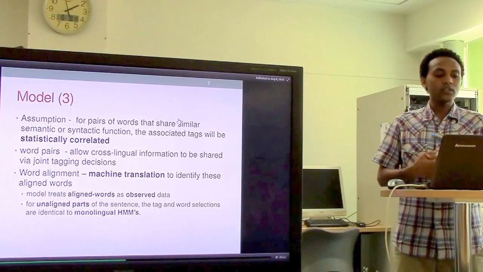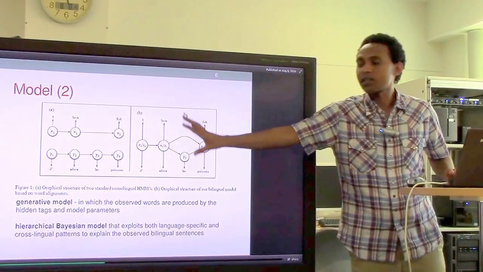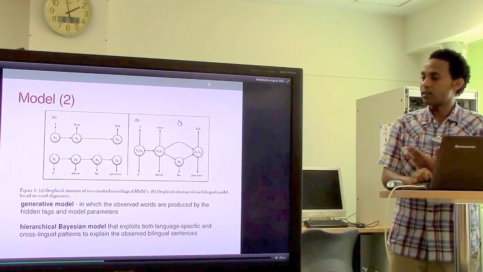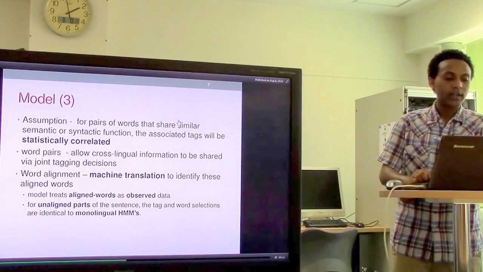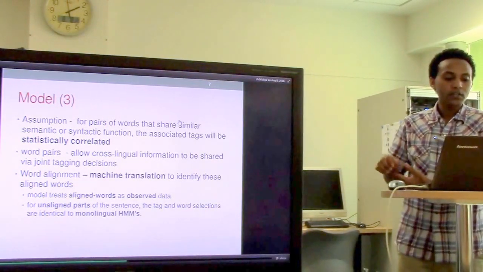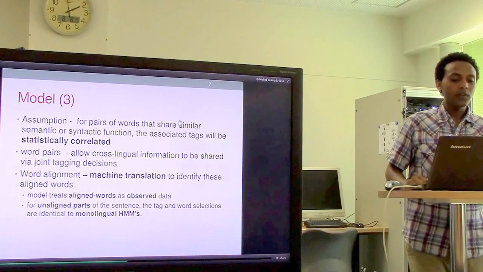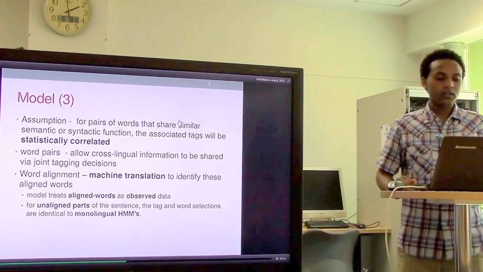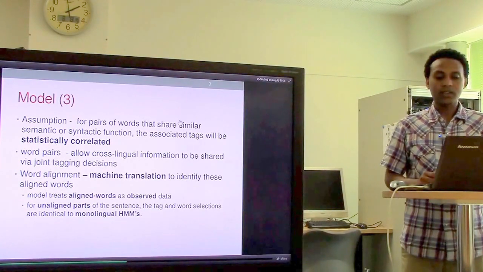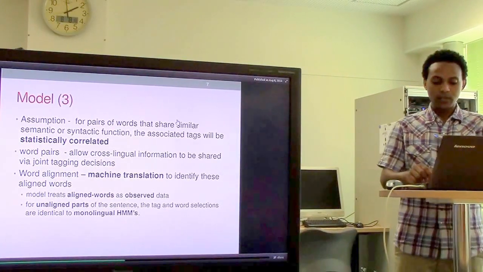So the assumption is when words are paired, as here, there could be some statistical, structural, or semantic relationship between these two words. So they assume that this pair of words are statistically correlated. There is some statistical correlation between these two aligned words. So the word pairs allow this transfer of cross-lingual information to be shared by joint tagging decisions. So the word alignment tool that they have used is the standard GIZA++, which is frequently used in machine translation. And the model treats aligned words as the observed data. And for unaligned parts of the sentence, it reduces into a monolingual supervised HMM.